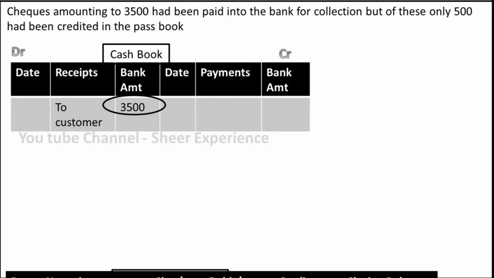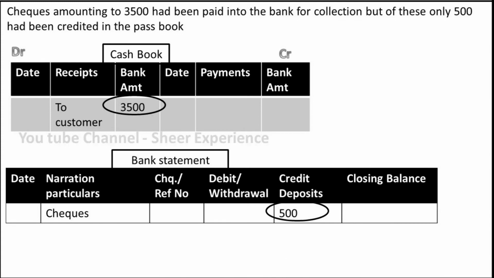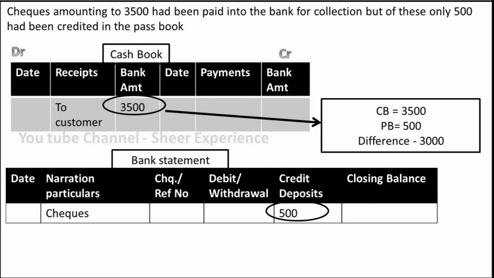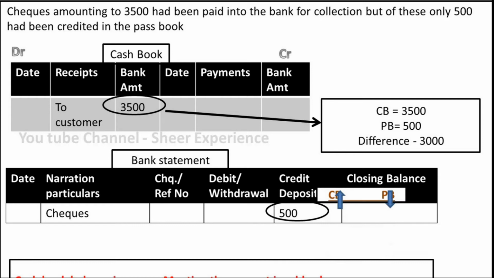But the transaction says only 500 had been credited in the passbook. So we can see only 500 in the deposit side in the bank statement. The difference between cash book and passbook is 3,000. If the difference amount is related to receipts, we should always keep in mind that receipt amount increases closing balance. So cash book balance is more than passbook balance.